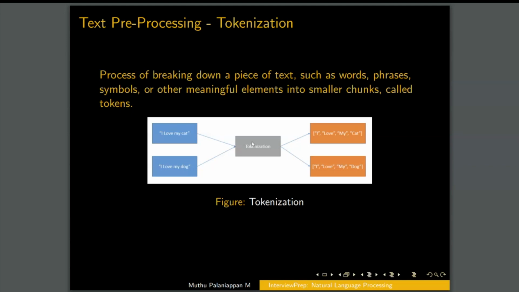Or chunks, like two or three words together. So basically it's called chunking. So not chunking, we are going to divide into smaller chunks called tokens. Like in this case, there is one word. I is one token, love is one token, my is one token, and dog is another token. So this is what we call tokenization.